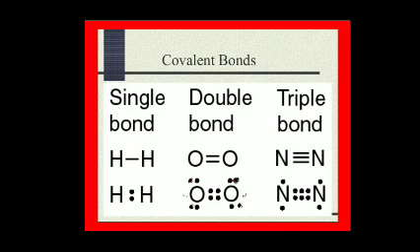In the double bond between oxygen and oxygen, four electrons are shared: one sigma bond and one pi bond between the oxygen atoms. In the triple bond between nitrogen and nitrogen, 6 electrons are mutually shared to form 3 bonds. Of these 3 bonds, one is a sigma bond and 2 are pi bonds in the nitrogen molecule.